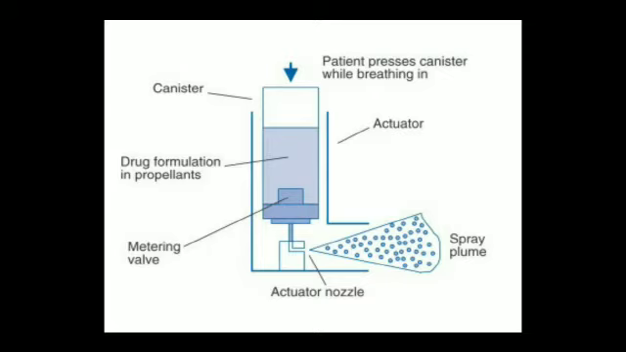Next, the components present in a metered dose inhaler: canister, metering valve, activator nozzles, and spray volume. When the canister is pressed while breathing in, the metering valve opens. It releases the medicament in the form of a spray.